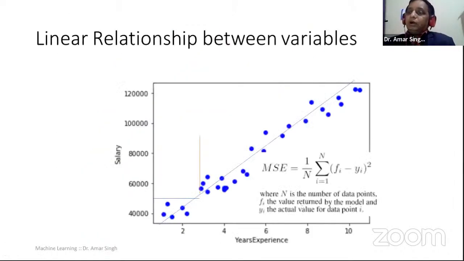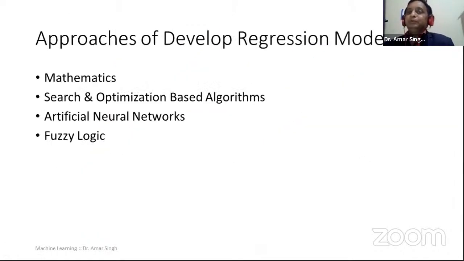Now, how can we compute B0 and B1? Now we are discussing how we can find the values of B0 and B1. We can find them mathematically. We can apply search and optimization algorithms. We can develop regression models with the help of ANN, or we can apply fuzzy logic. So I shall focus on the first three approaches.